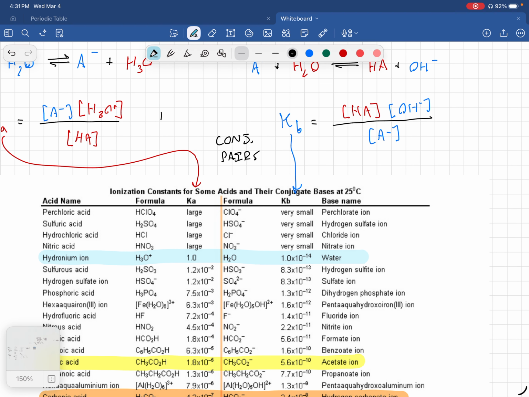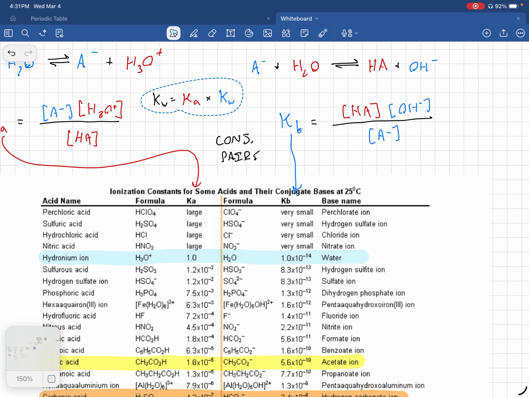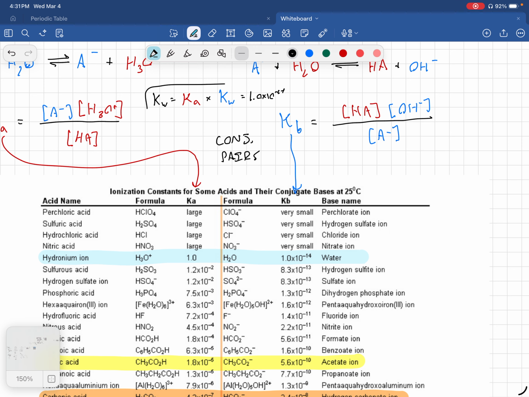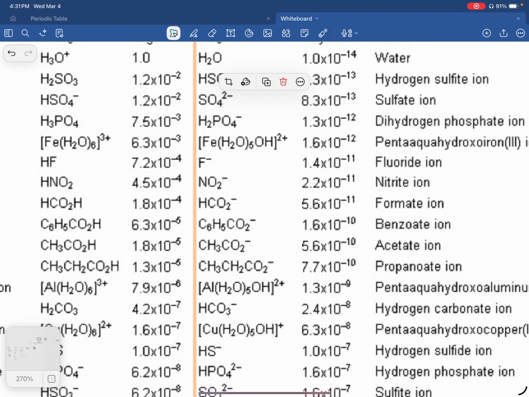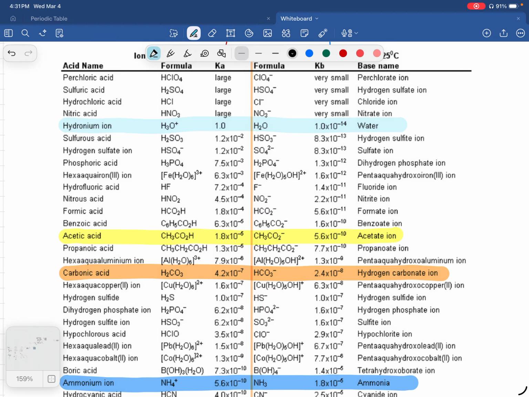do not forget that Ka times Kb for any conjugate acid-base pair is going to equal 1.0 times 10 to the negative 14th. For example, we could look at 1.8 times 10 to the negative 5th times 5.6 times 10 to the negative 10th. That's going to give us 1 times 10 to the negative 14th.